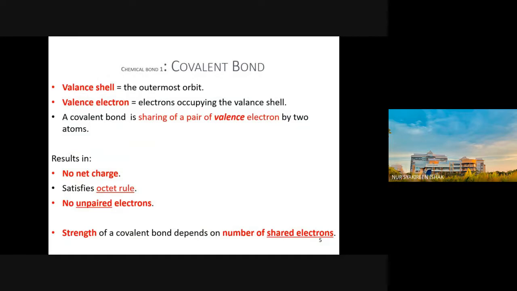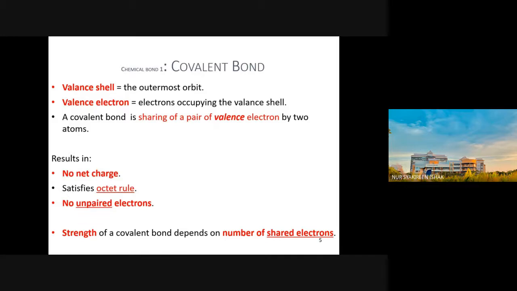Okay, the first chemical bond is the covalent bond. So first you have to understand what is valence shell. Valence shell is the outermost orbit of an atom. So within the outermost orbit of an atom, you will have the valence electron. Usually the electrons on the valence shell will have to satisfy the octet rule, so the outer shell will have to either have 2 electrons or 8 electrons.